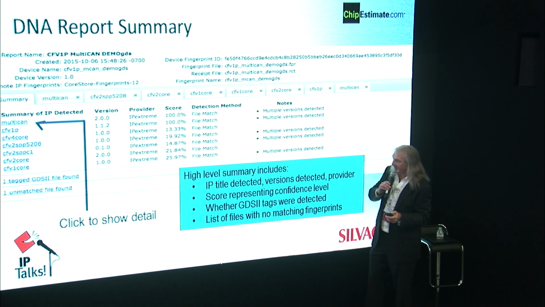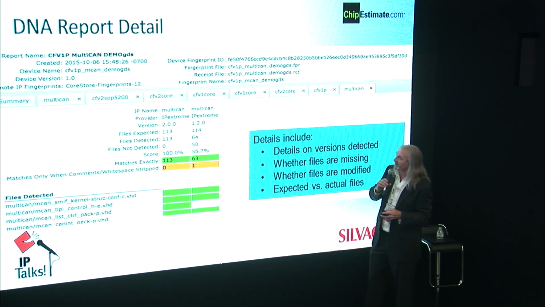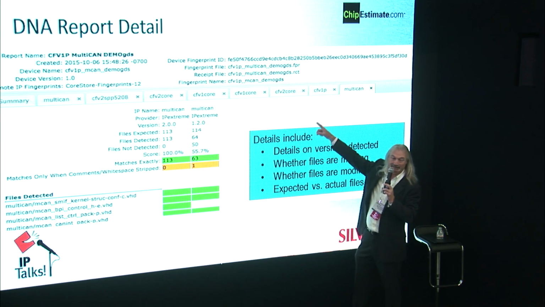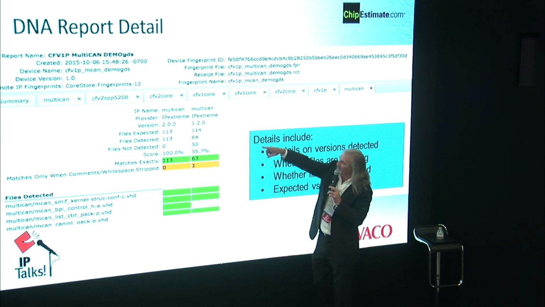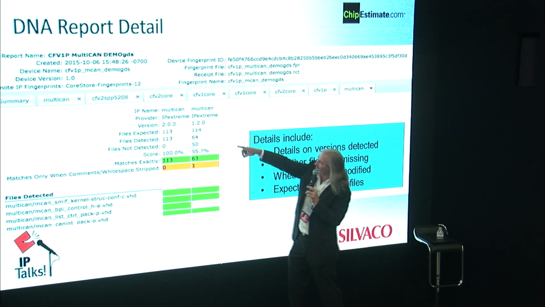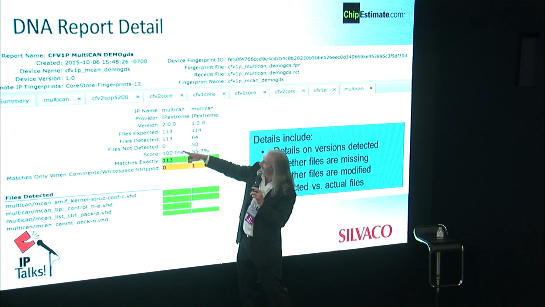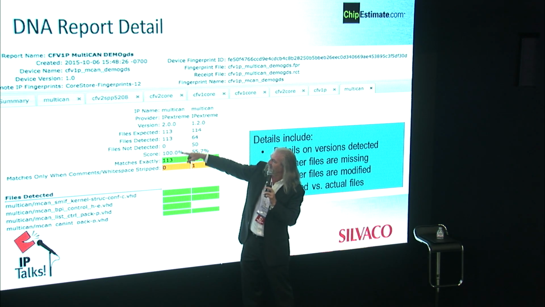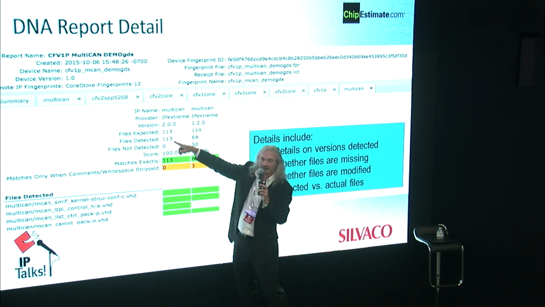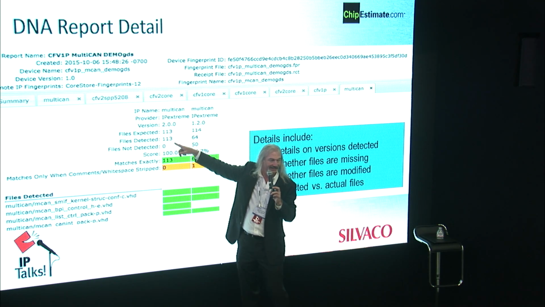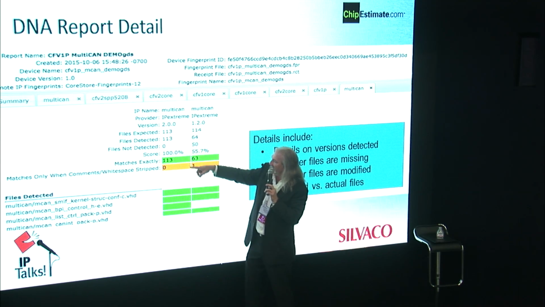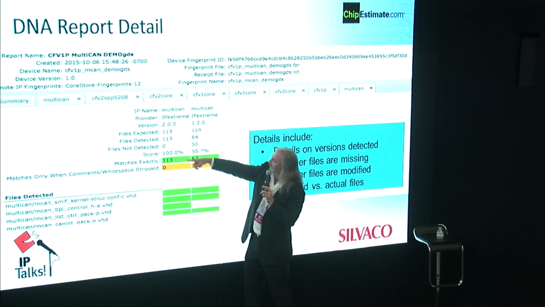So to kick down to the next level of this, I don't know how to go back with this thing, but if you clicked on one of those hyperlinks, it pops up a new tab here. And so we clicked on the MultiCAN there, and it says this version 2.0 was detected at 100%, meaning that 113 files were detected, and we found all 113 files in that chip. So it has a perfect score.